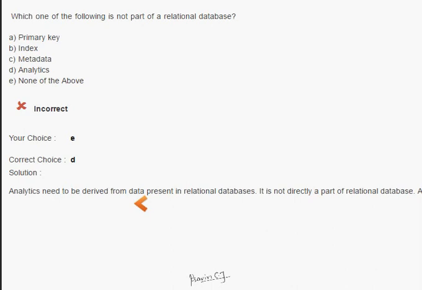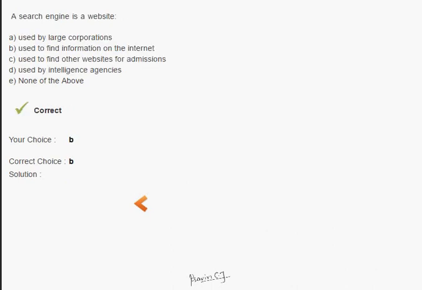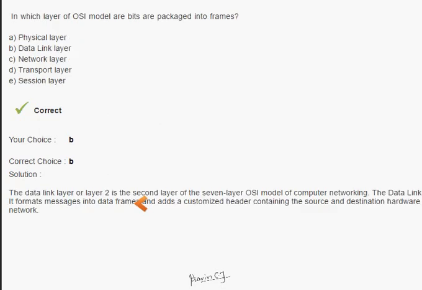We have covered this question. We will go to the next question. Search engine is a website, option A, used by large corporation, used to find information on the internet, used to find other website for admissions, used by intelligence agency, and none of the above. You got the exact answer: used to find information on the internet.